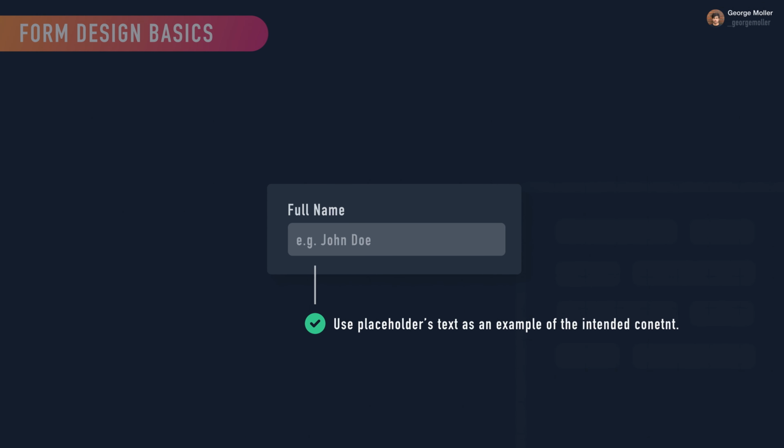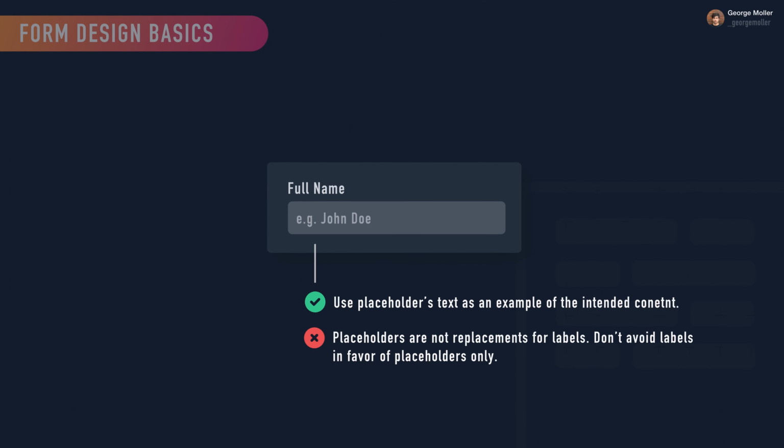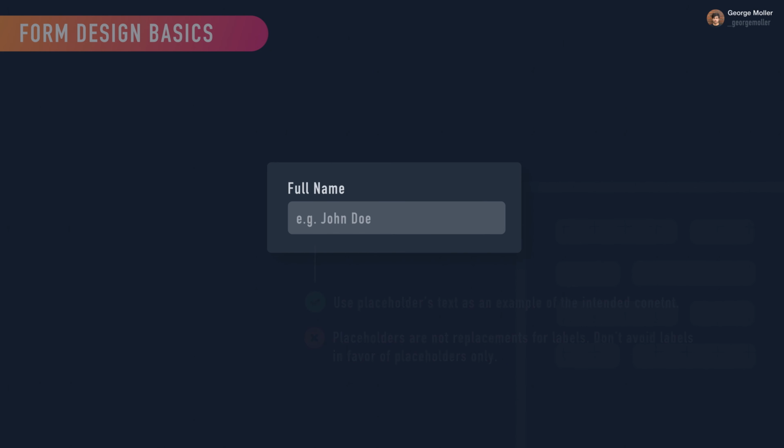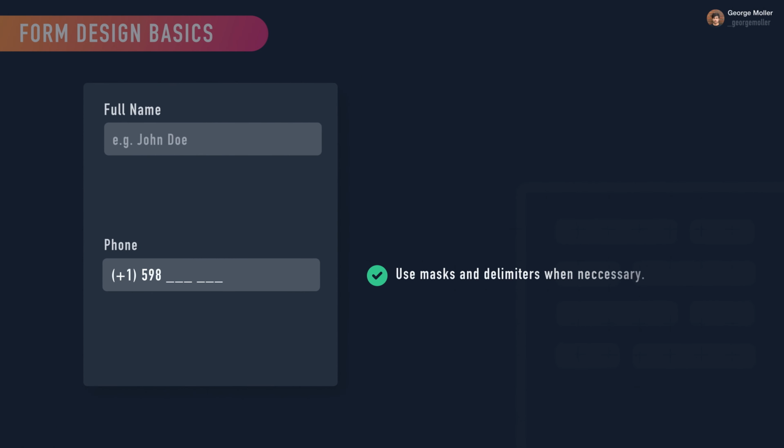Placeholders can display an example of the intended formatted value you want the user to type. And remember, placeholders should never be a replacement for labels, so don't avoid labels in favor of placeholders. When you have a more complex format, you can use masks and delimiters, for example for amounts or phone numbers, like you can see here in the example.